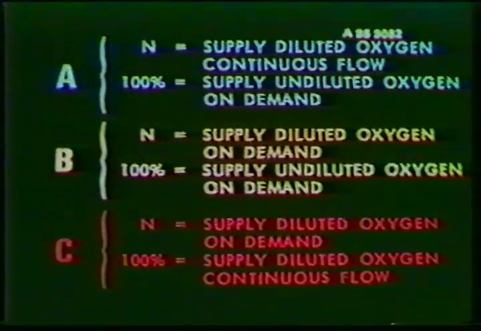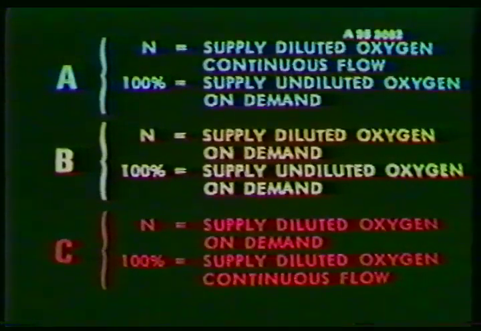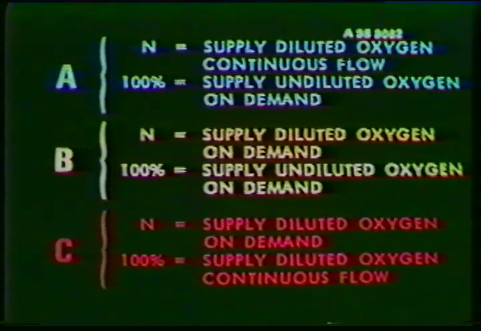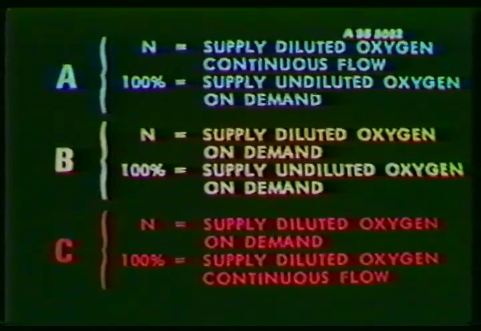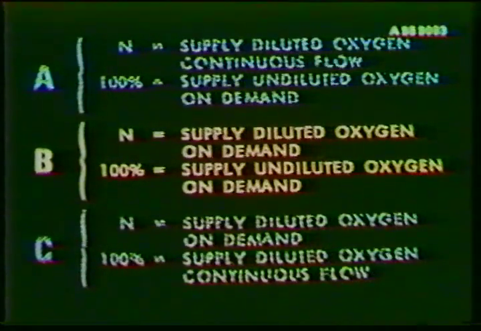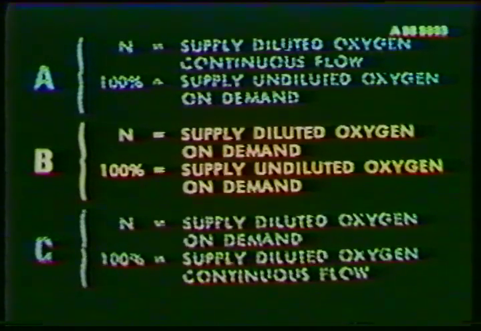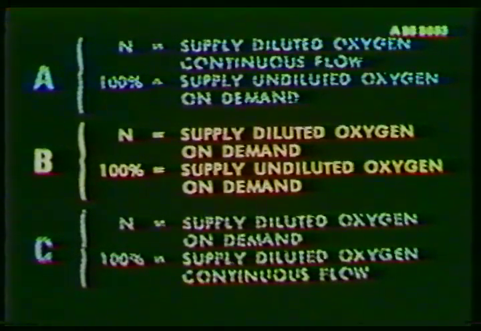Now for the second question. Which supply modes are provided by the N 100% manual control? The N 100% manual control will supply either diluted or pure oxygen on demand, so B is the correct answer.